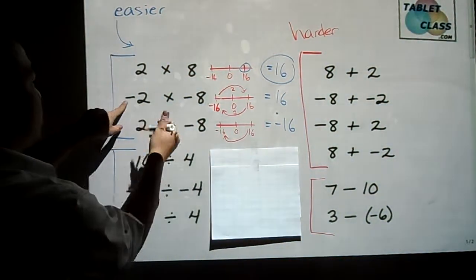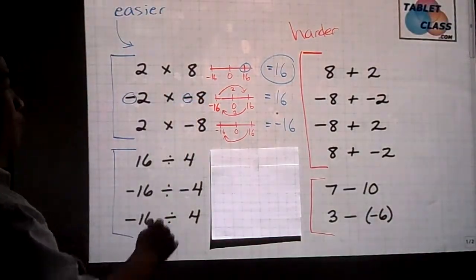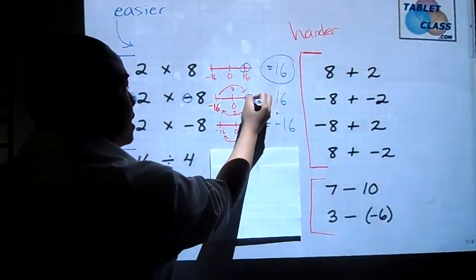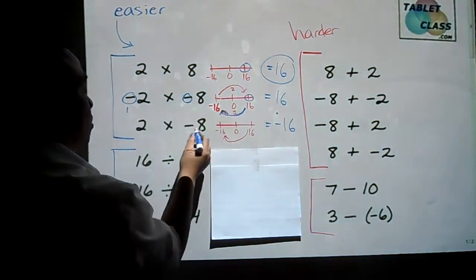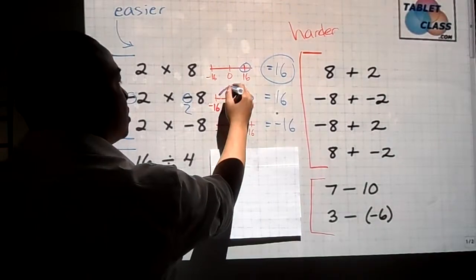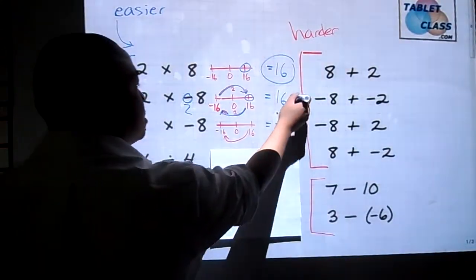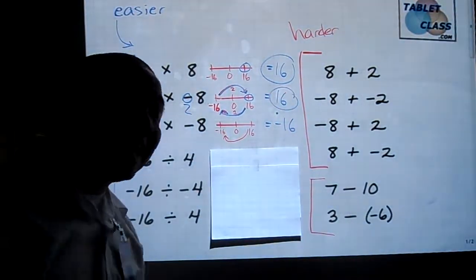With here, there are 2 negative signs. So you multiply regularly. So you start at 16. For each one of these, you bounce it to the negative side. 1, 2. And you bounce it back. So we have positive 16 again.